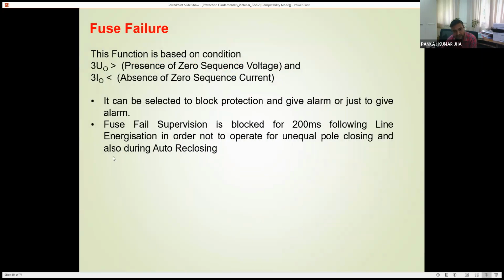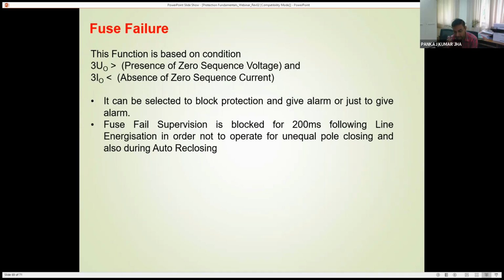Fuse failure is again a very important thing, because suppose the fuse of any one out of the 3 phases fails, so what happens? Now there is a reduction in voltage, but there is current present in the system, so your impedance might fall. And if the relay detects it as a fault, it will issue a trip command. But actually this is not a fault condition, this is only a problem in the secondary circuit.